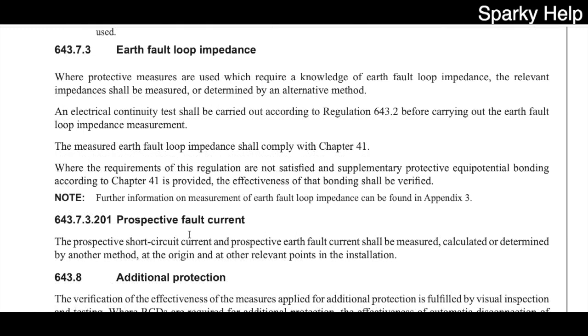Then when you get to part 6, which is obviously inspection and testing, it says that we should work out or figure out what the earth fault loop impedance is for the installation. And as it says on there, it should be measured or determined by an alternative method. It says an electrical continuity test shall be carried out in accordance with 643.2 before carrying out earth fault loop impedance measurements. So continuity should be carried out, as you're probably all aware, before an earth fault loop impedance and not the other way round.